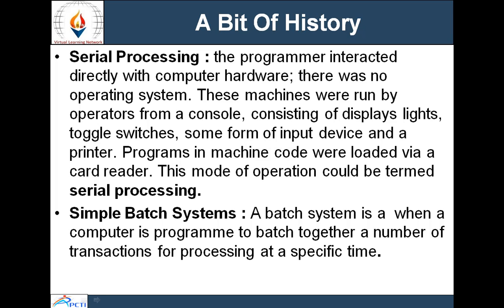Simple batch system. A batch system is when a computer is programmed to batch together a number of transactions for processing at a specific time. It introduced a simple form of multi-programming or multitasking that facilitated loading several jobs into main memory, so that other programs could use the CPU when one job was busy with input-output.